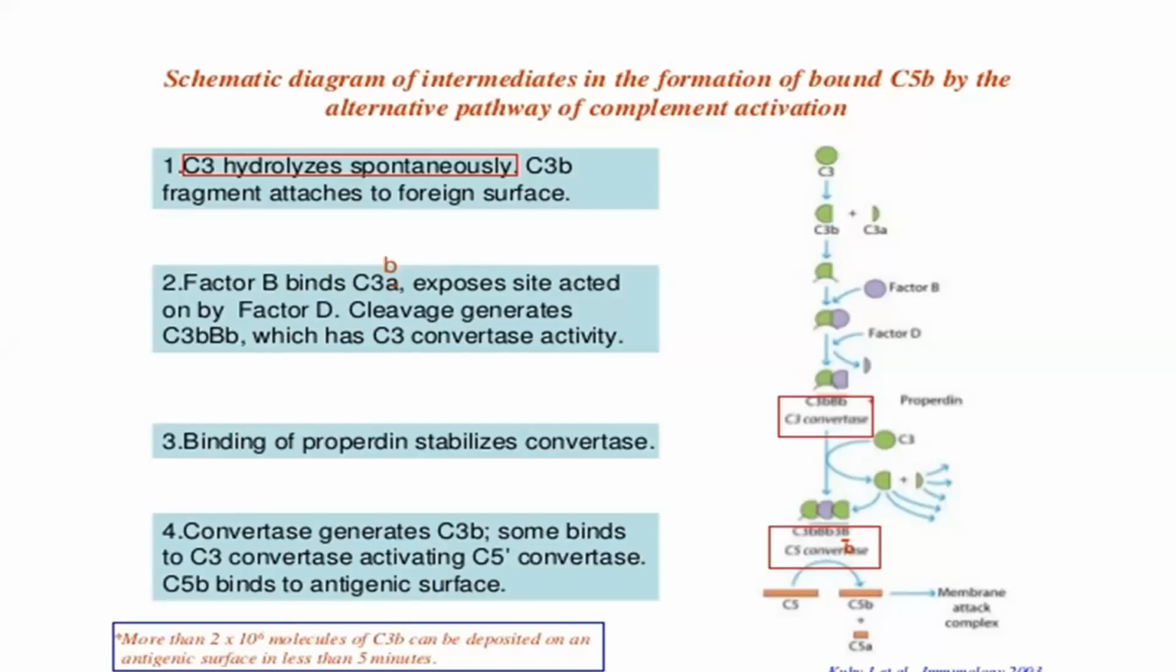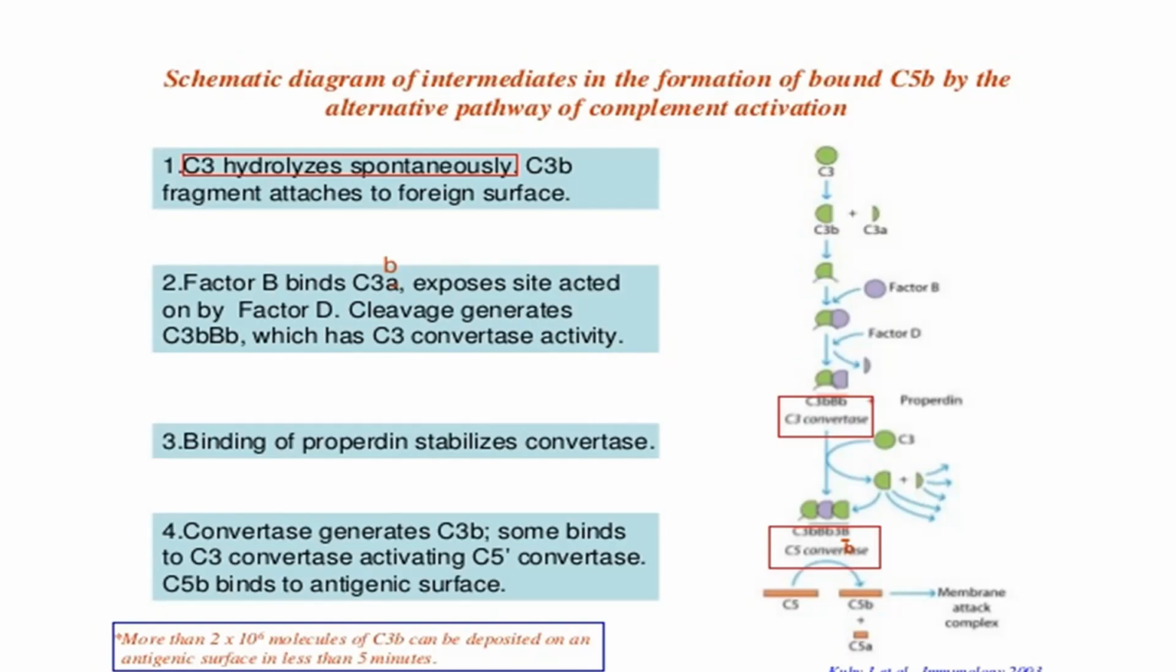This diagram shows the alternate pathway, how it happens. The C3 component is hydrolyzed spontaneously, and the C3 fragment attaches to the foreign surfaces. So factor B binds to the exposed site on C3b, is acted on by factor D, and cleavage generates and forms C3b-Bb, which is the C3 convertase enzyme. C3b, Bb is the convertase enzyme.